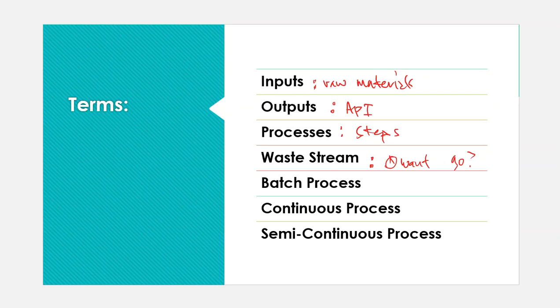Do we need to do anything else with it before we dump it or get rid of it in some form or fashion? Batch process. Well, okay, what is a batch? Well, a batch is just a large portion of that particular drug product, or in my example, a cake. That is a batch, right?